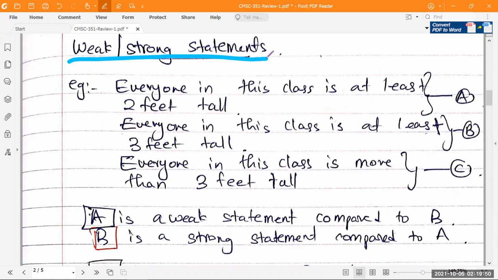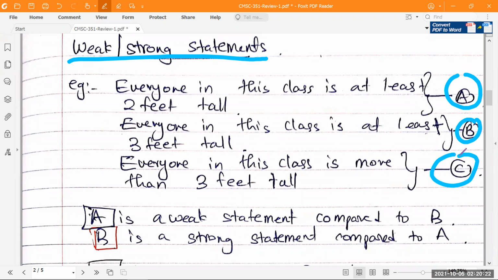We'll be using that over and over in the next few minutes. I'll just tell you 3 examples. I'm going to make a statement. Everyone in this class is at least 2 feet tall. That's statement A. Then I'm going to say everyone in this class is at least 3 feet tall. That is statement B. And then I'm going to say everyone in this class is more than 3 feet tall. That is statement C. If you look at the first 2 statements, everyone is taller than 2, everyone is taller than 3.